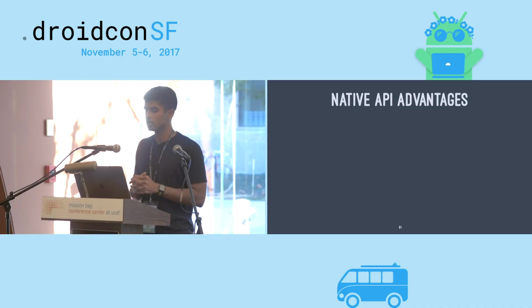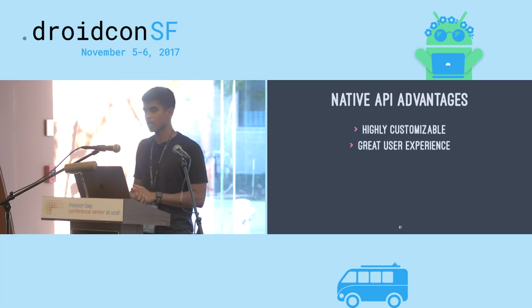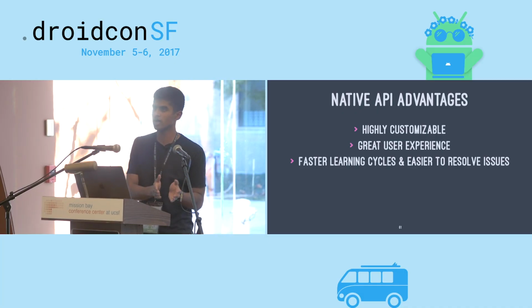So what are the advantages of using Camera 1? It's highly customizable. It's the closest you're going to get to the hardware, so you can probably build the most here. It's a great user experience when built right. And finally, it's faster learning cycles and easier to resolve issues. You're basically at the core. So you don't have two layers of failure now. You can just say, oh, I think Camera 2 is failing. Let me try Camera 1. If Camera 1 is failing, let me try Camera 2, and so on.